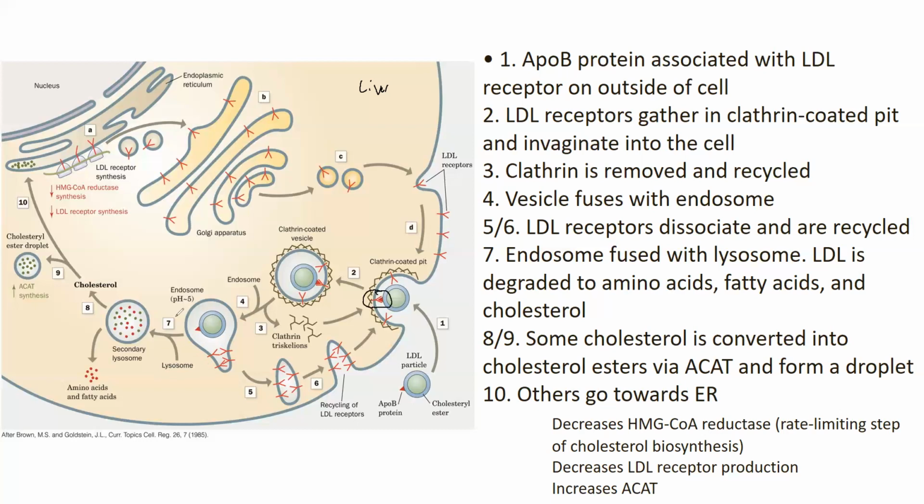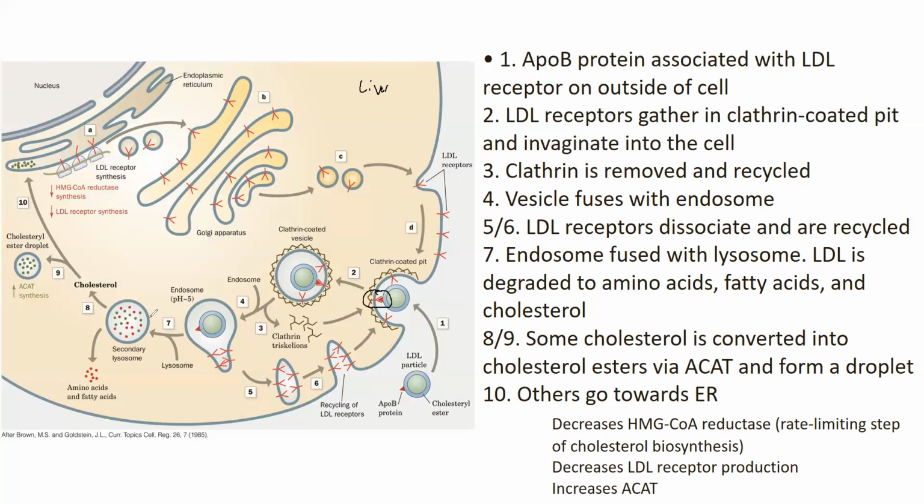And what the lysosome will do is that it will chop up LDL. It will just break it down into its individual parts. Those individual parts are amino acids, fatty acids, and cholesterol. And so the amino acids and fatty acids will be ejected. They can be used by the cells as energy or whatever. They have a lot of uses, but they're kicked out of the lysosome. And we're going to continue what happens with the cholesterol now.